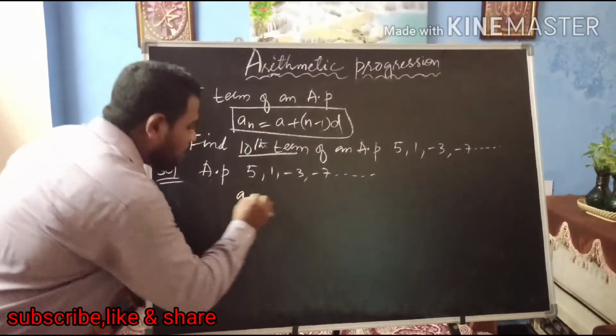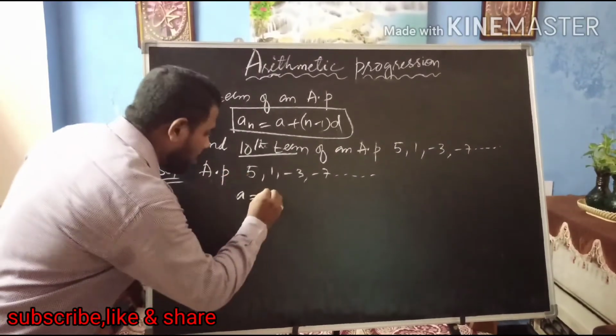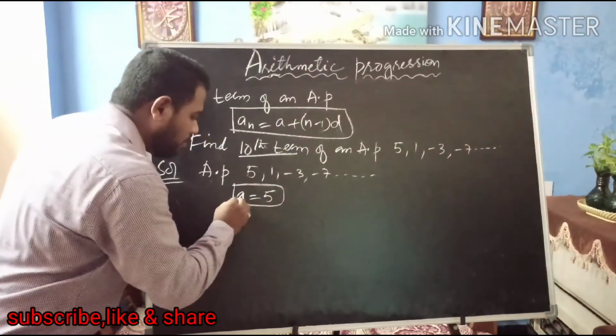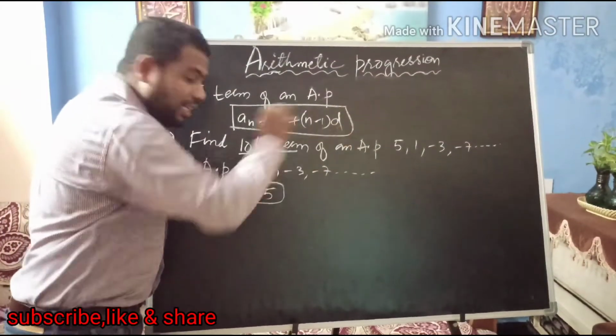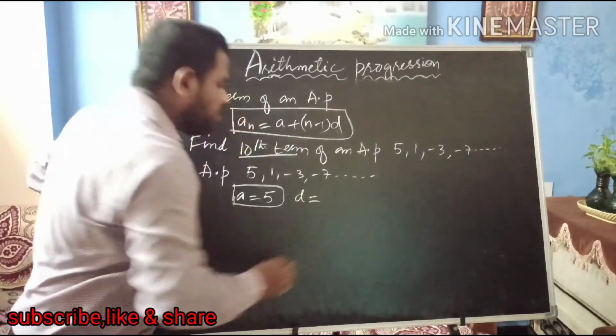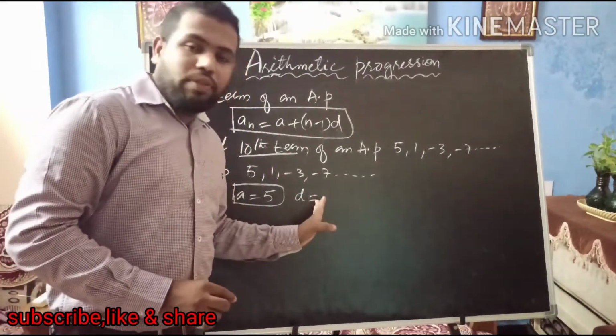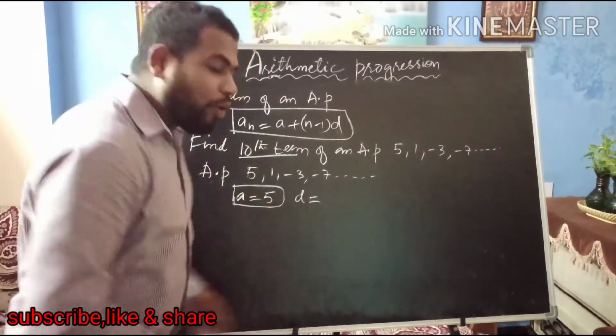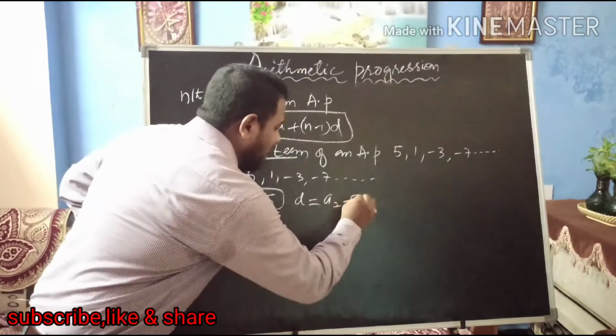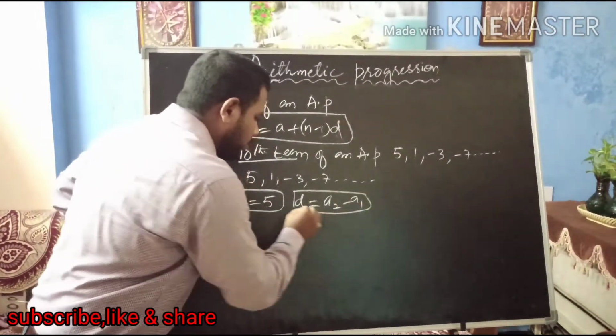See, a is the first term. What is the first term given to us? 5. That is right, 5 is the first term. Now our task is to find d, that is the common difference. We already studied the formula to find the common difference, that is a2 minus a1, right? The second term minus the first term.